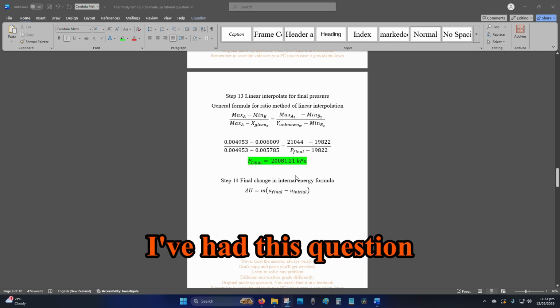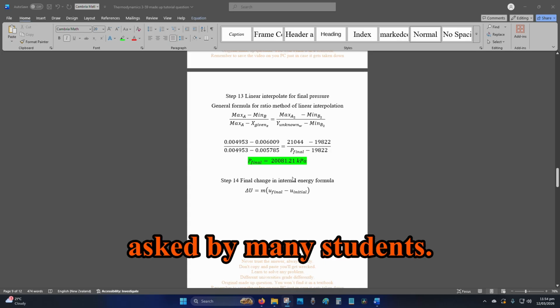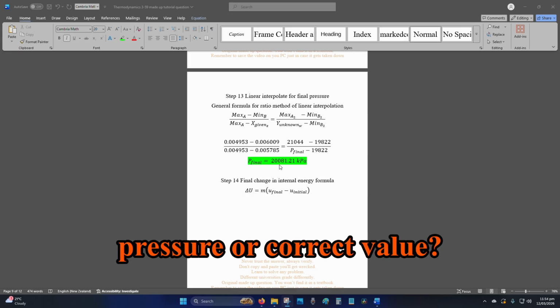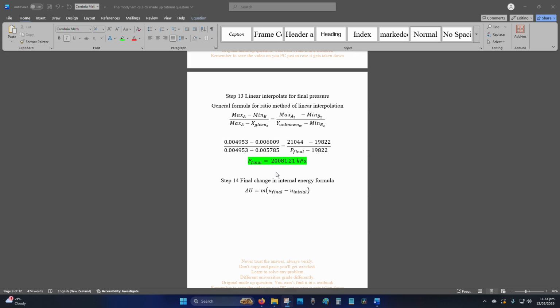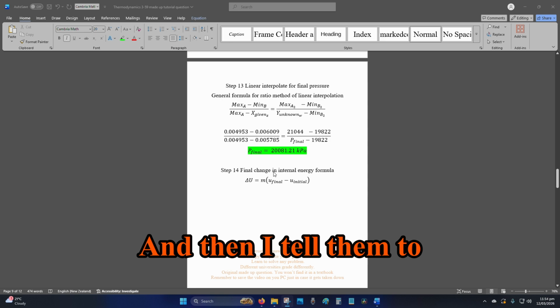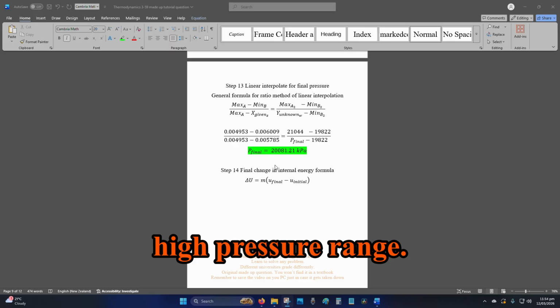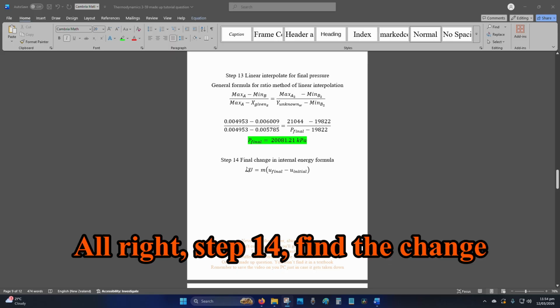I've had this question asked by many students. They've always asked, are you sure that's the correct pressure or correct value? And then I tell them to check their property tables. We are in the high pressure range.